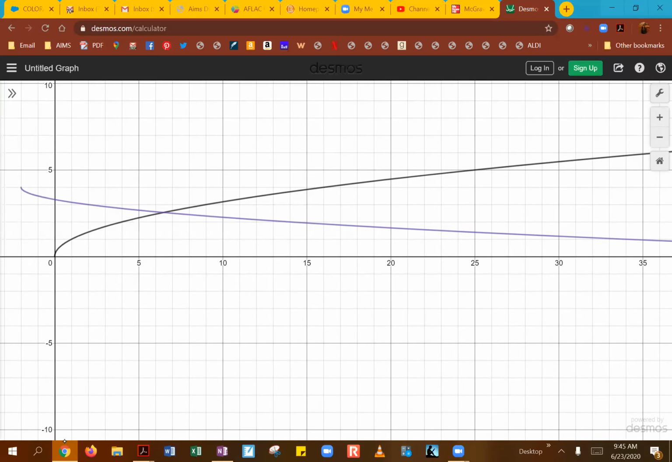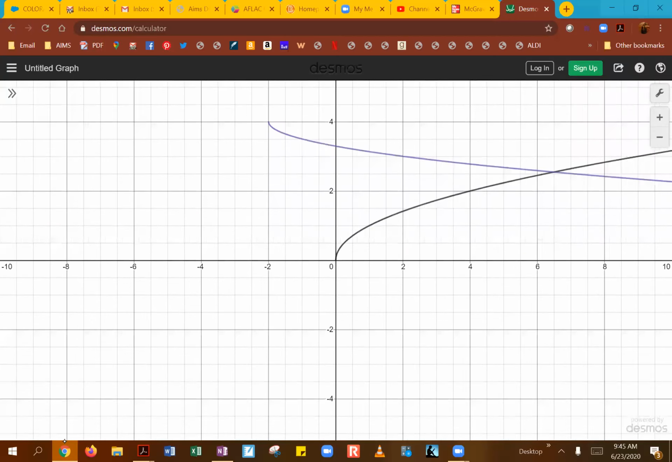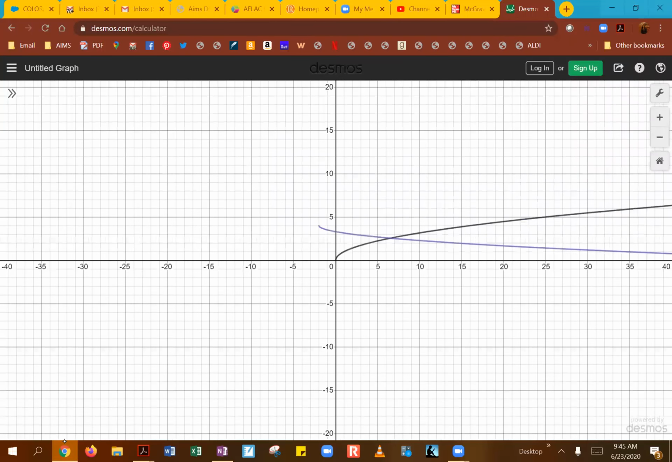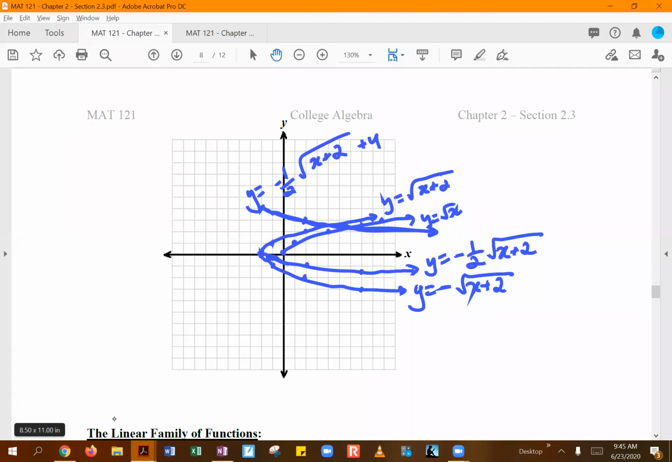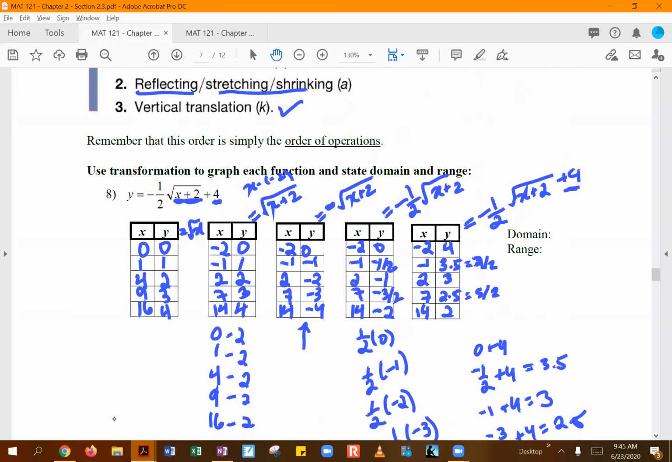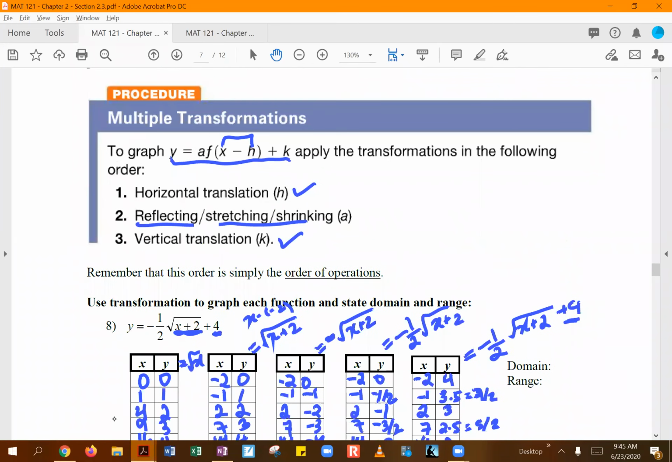So that's a big transformation that happened from what we had as the original function, and by the time everything is said and done, you have a completely different graph over here. So that's kind of how these multiple transformations have to be taken care of. Start with the horizontal translation, then your reflection, stretch or shrink can happen at the same level.